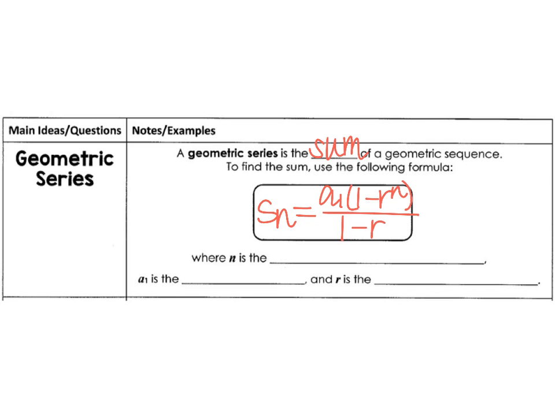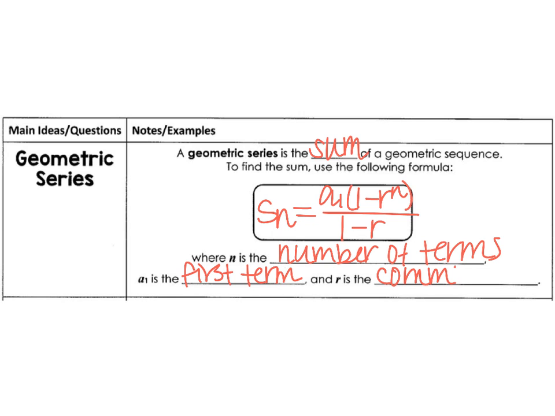Where n is the number of terms, and A sub 1 is always our first term, and r is the common ratio. So to find the sum of a geometric series, we say that S sub n equals the first term times 1 minus the common ratio to the nth power divided by 1 minus the common ratio.